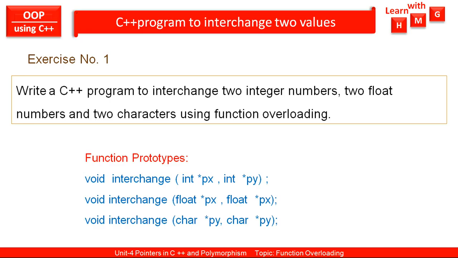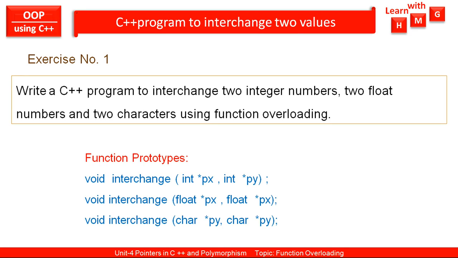The first interchange function accepts two integer type pointers, the second interchange function accepts two floating point pointers, and the third interchange function accepts two character type pointers, and using these pointers the two values will be interchanged. So these are the three functions to which the pointers are passed as arguments. Now let us write a C++ program and execute it to interchange these three types of values using function overloading.